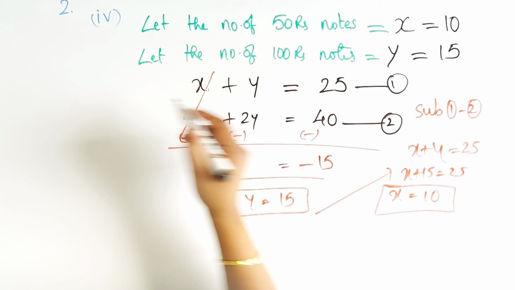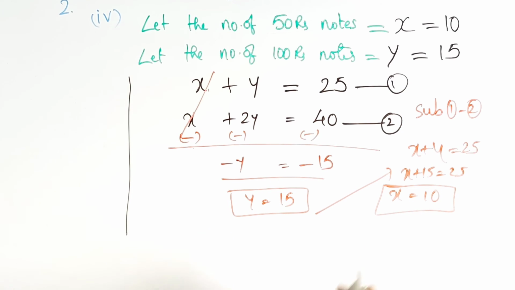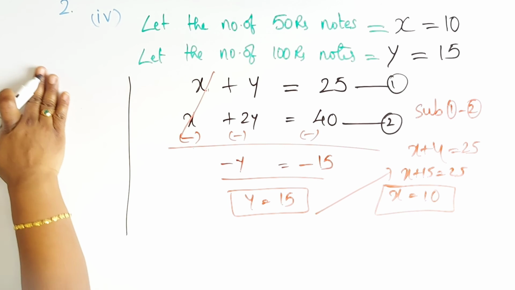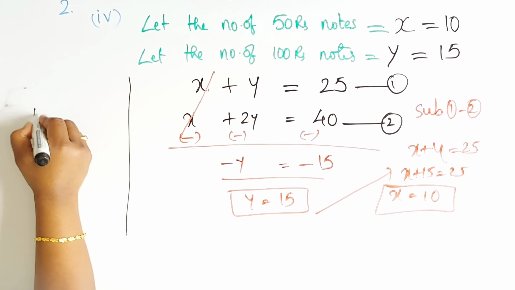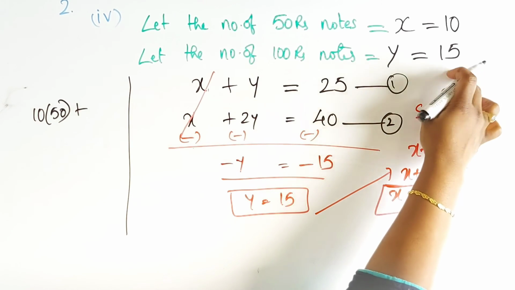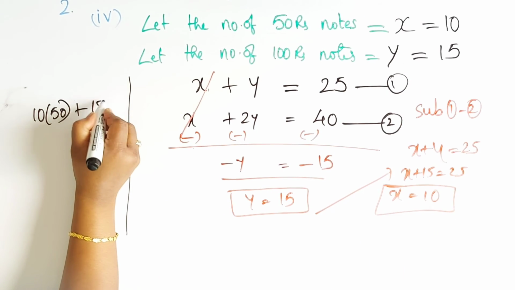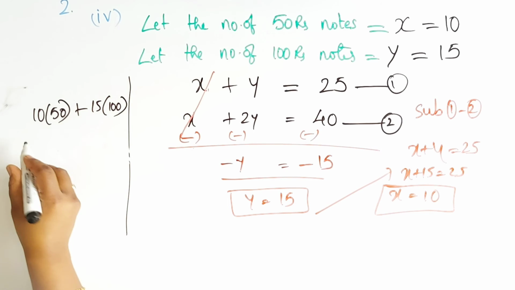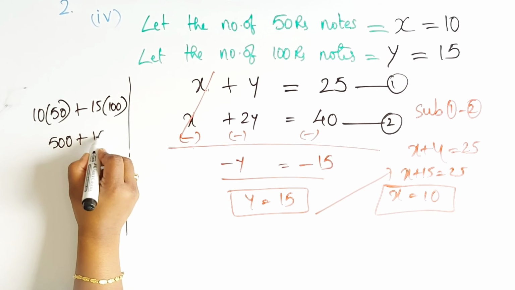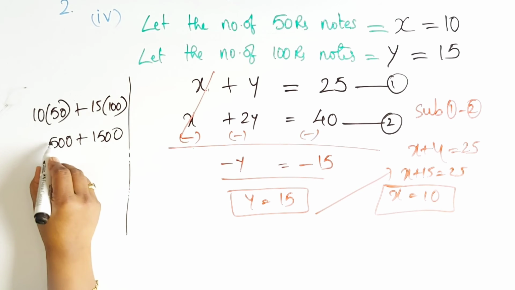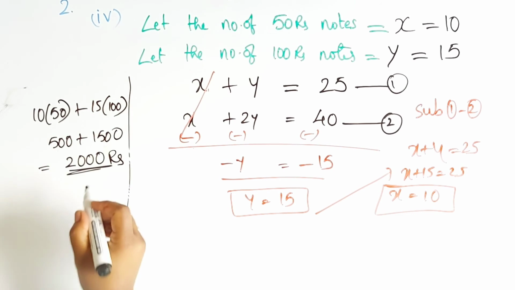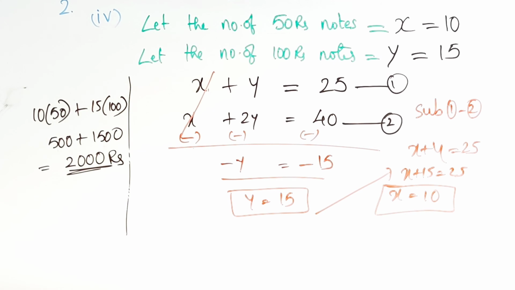Now, we'll see it is correct or not. Right, children? 10 fifty rupees notes, that means 10 into 50, plus 15 hundred rupees notes, 15 into 100. Right, children? 10 into 50, 500, plus 15 into 100, 1500, children. 15 plus 5, 20, 2 zeros. Therefore, she withdrew 2000 rupees. It is correct, children.